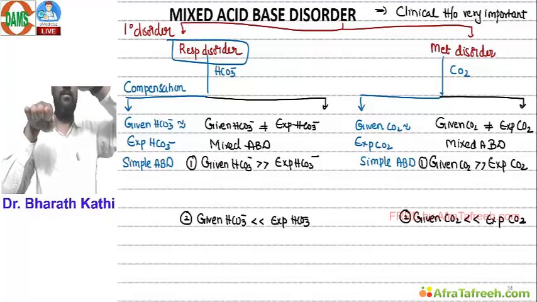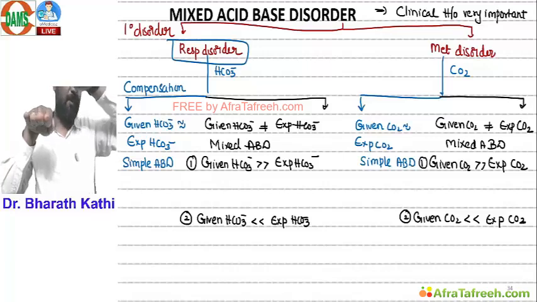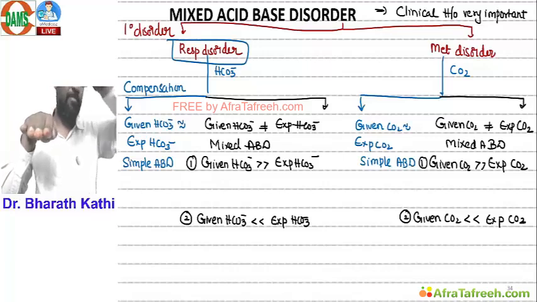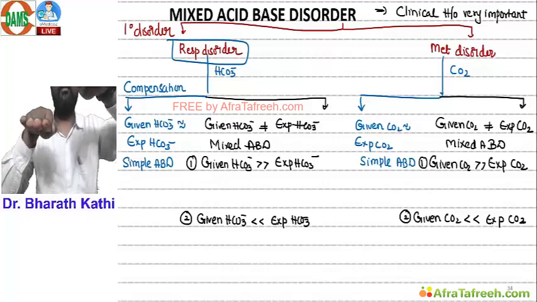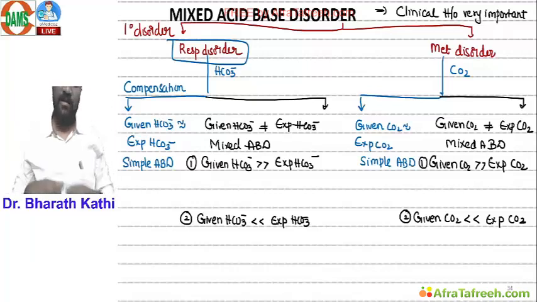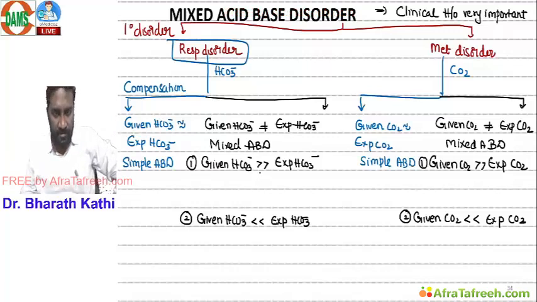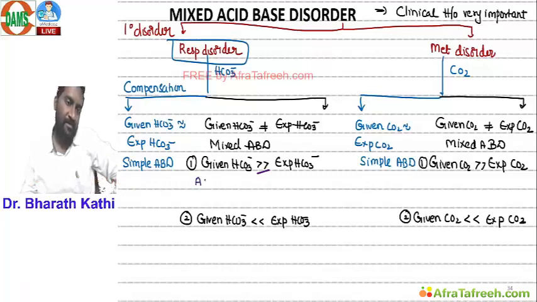What does it mean? The body's compensatory phenomenon can only bring it to 34. But it is 38. So this is a situation where given bicarbonate is more than expected bicarbonate. There is some extra bicarbonate in the body. Anywhere extra bicarbonate is additional metabolic alkalosis. See whether this patient has developed some vomiting. This is a situation: given bicarbonate more than expected. There is extra bicarbonate. Anywhere extra bicarbonate is additional.